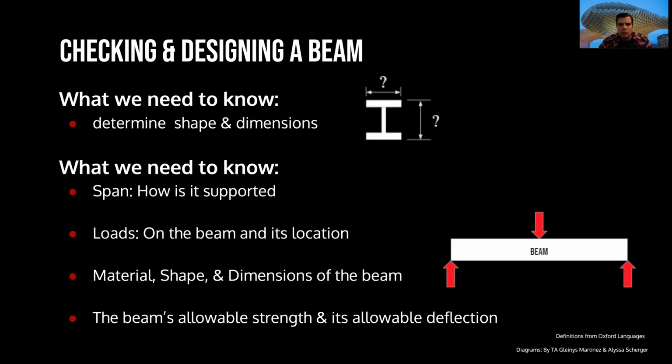Well, what we want to do when we check a beam, we want to know the shape and the dimensions of the element. In order to do that, we need to have the span. We need to have the loads, and the loads will allow us to understand where the reactions are. And finally, the material, the shape, the dimensions, and if the beam will be able to support the specific strength and deflection that we want.